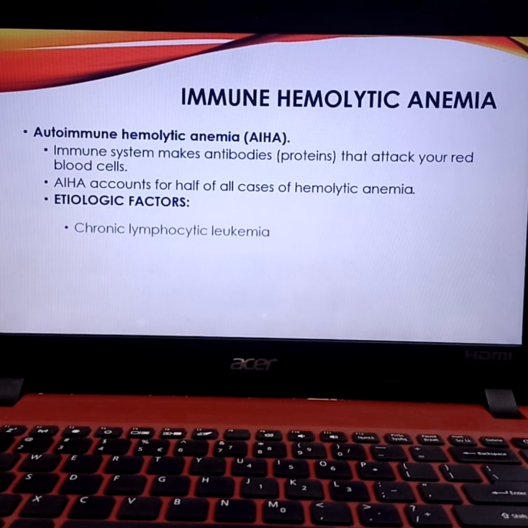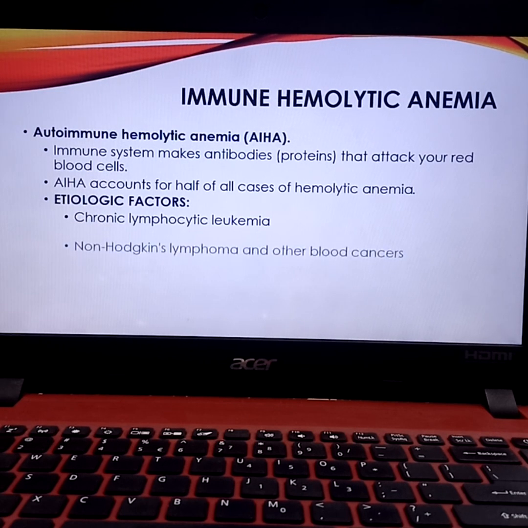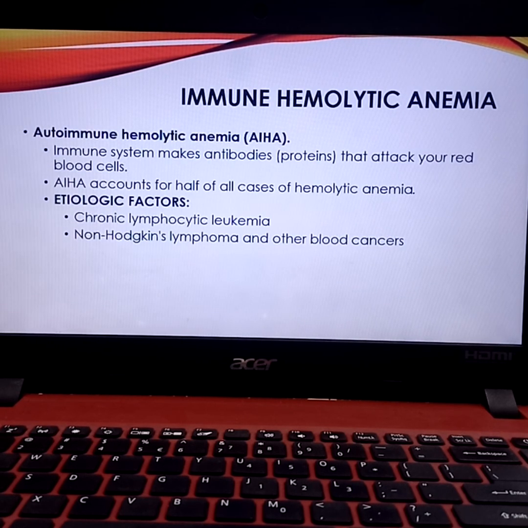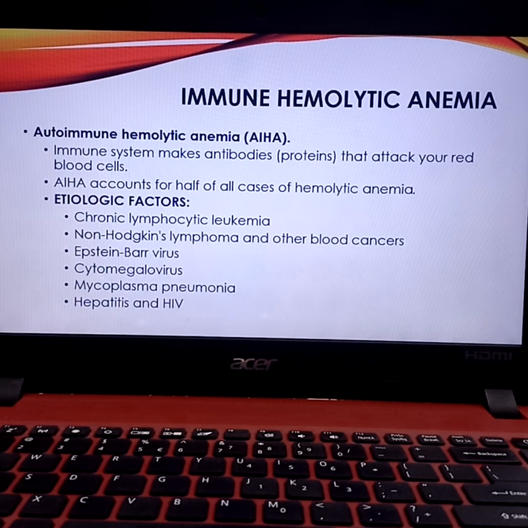How does it occur? The etiologic factors include chronic lymphocytic leukemia, so if you have a problem with your white blood cells, as well as non-Hodgkin's and Hodgkin's lymphoma and other blood cancers. Also Epstein-Barr virus infection, cytomegalovirus infection, Mycoplasma pneumonia infection, and patients with hepatitis and HIV infection. So basically, if you have these conditions, you are at high risk of developing autoimmune hemolytic anemia.